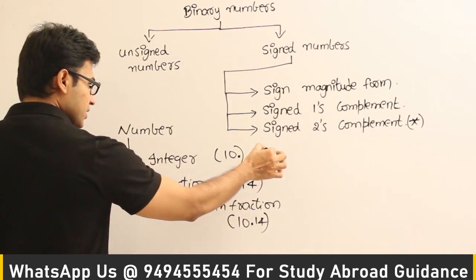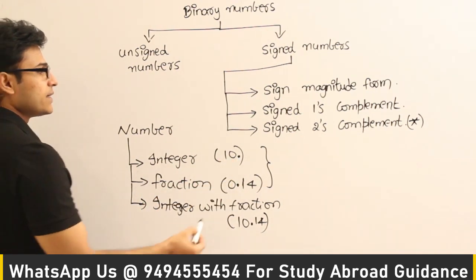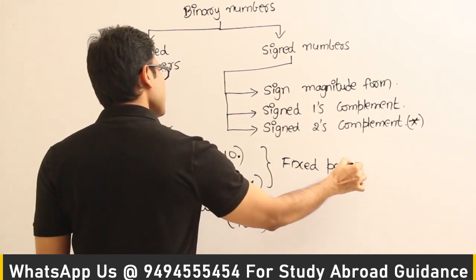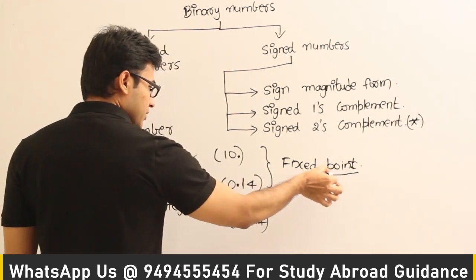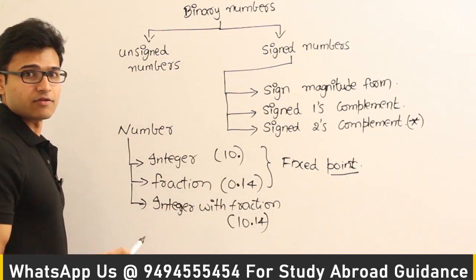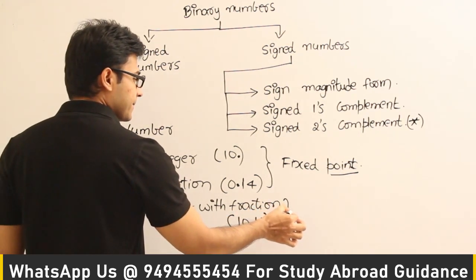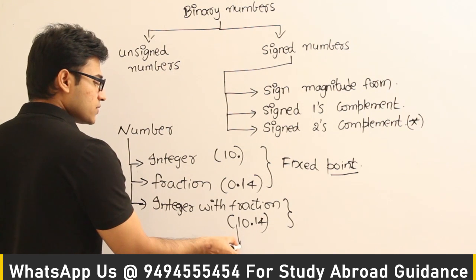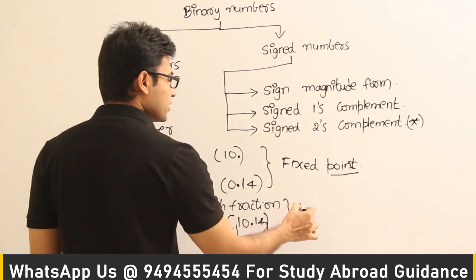Therefore, when we fix the decimal point either to the right or to the leftmost, it is called fixed point representation. Why the name fixed point? It is self-explanatory. Fixed point means this particular point is fixed to the rightmost in this case, and in this case it is fixed to the leftmost. That is why it is called fixed point representation. And if you observe integer with a fraction, the point can float anywhere from the leftmost to the rightmost. That is why it is called floating point.